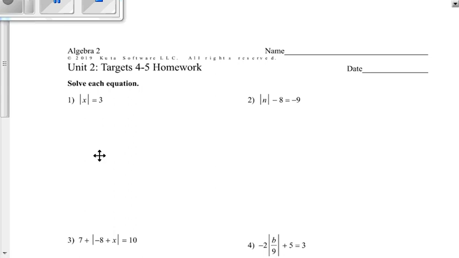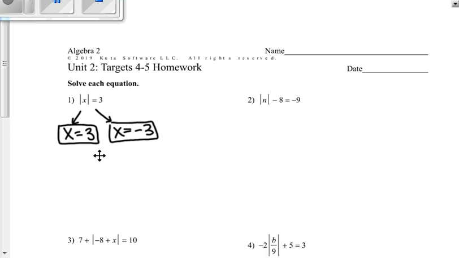Here's your homework for targets 4 and 5 from Unit 2. So we started off really basic on the homework. The absolute value of x equals 3. And you might not even have to create equations here, but remember we take what's inside the absolute value brackets. We set it equal to the positive answer and also the negative answer. And notice here that they're already solved. So again, that was just a super basic one. It almost makes it hard because it's so basic.